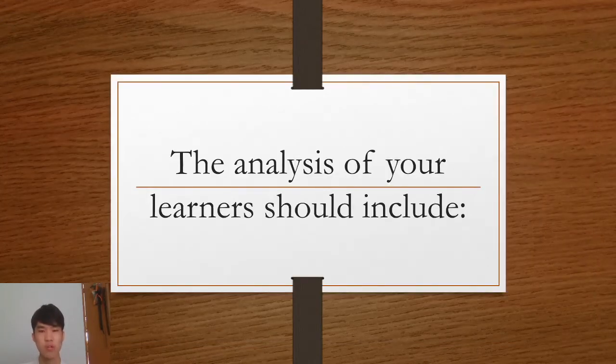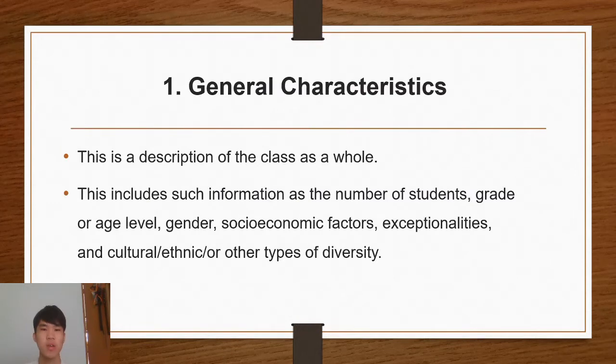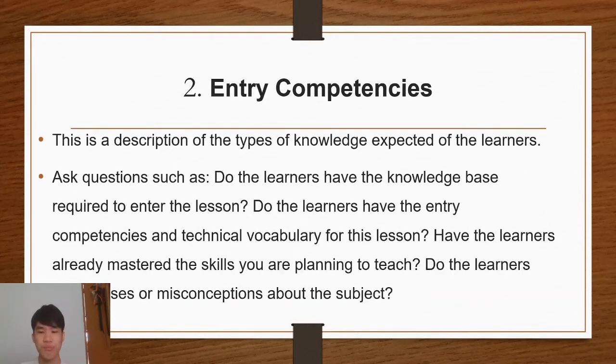As part of analyzing your learners, you must identify your audience first. And it can be students, teachers, group members, an organization, a youth group, among many others. You must know the audience if you are to select the best medium to meet the objectives you have set. Here's what you should include during the analysis. First, general characteristics. It is a description of the class as a whole, and it includes such information as the number of students, grade or age level, gender, socio-economic factors, exceptionalities, and cultural or ethnic or other types of diversity.